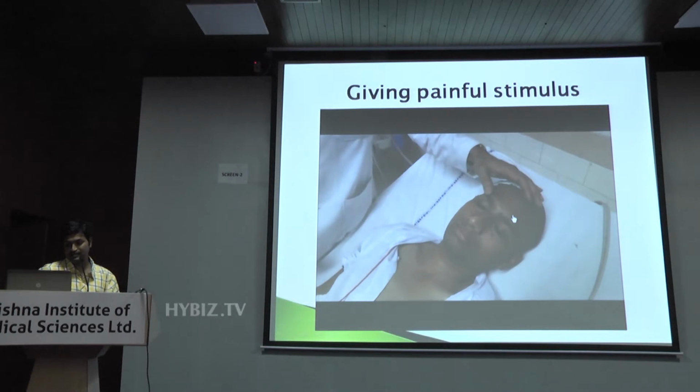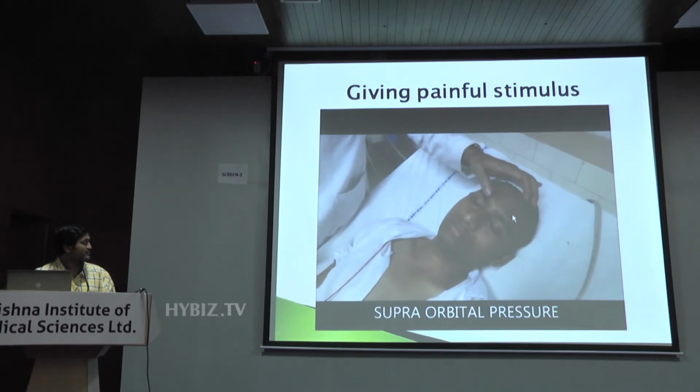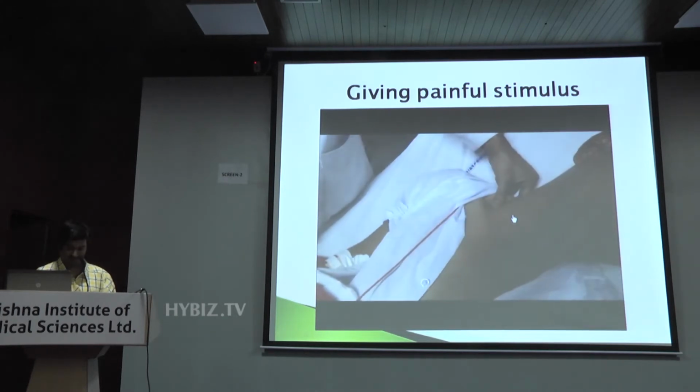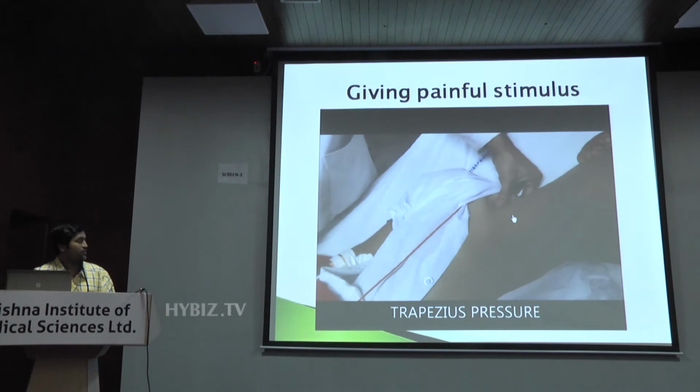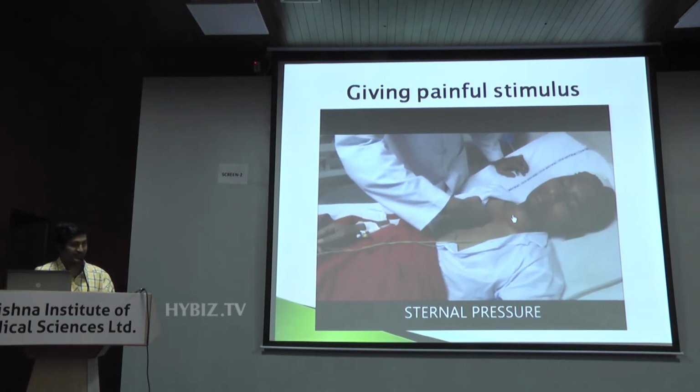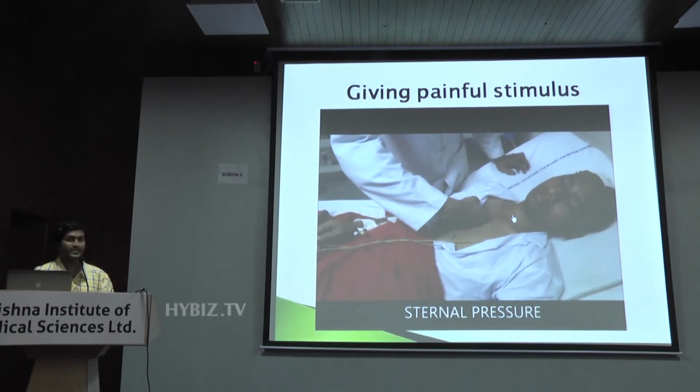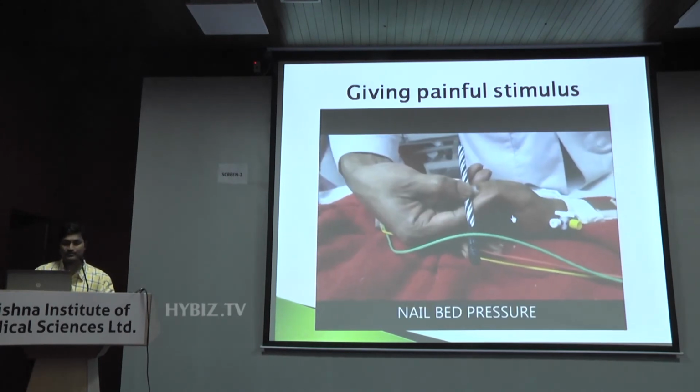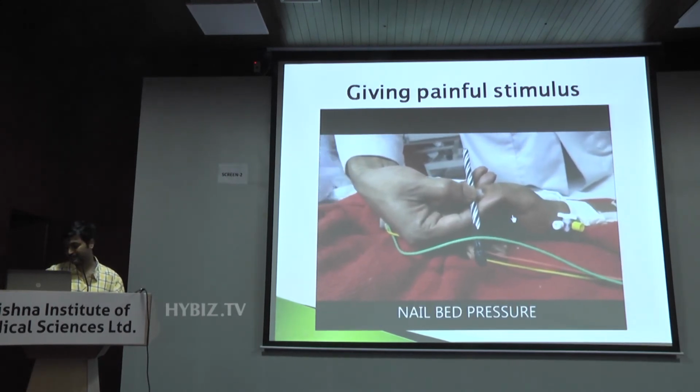This is the second way of giving the painful stimulus. You identify the supraorbital notch and give pressure medial to the supraorbital notch. This is the third way. You pinch the trapezius muscle between your index finger and thumb and you apply a firm pressure. And this is the last way, where you apply pressure on the sternum with the help of your knuckles. These are the four described ways of giving the painful stimulus.